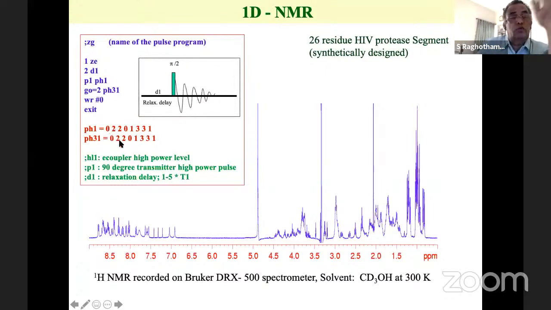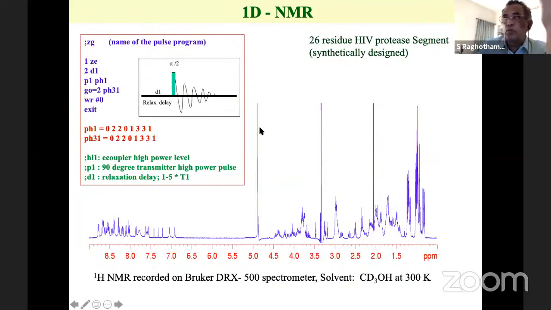0 means x, 2 means minus x, and things like that. So you can send the pulse in the direction you want. Once the pulse is over, you collect the data. Go means acquire the data. Again, there is a phase associated with the receiver, so let us not go into those details. Once this is done, you write it in your computer and come out. So this is the simplest pulse program we can think of.